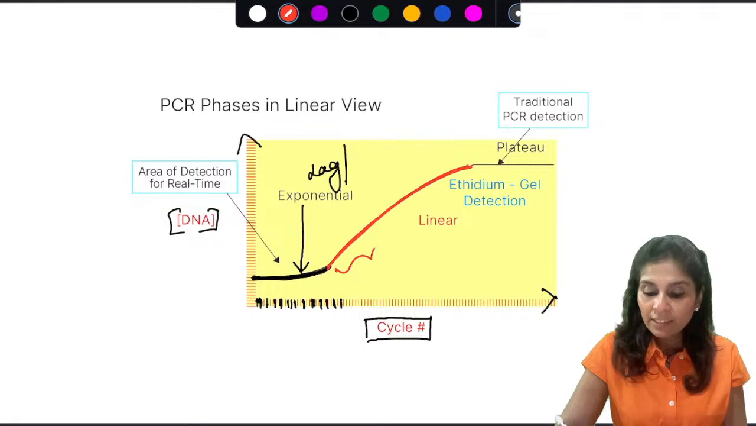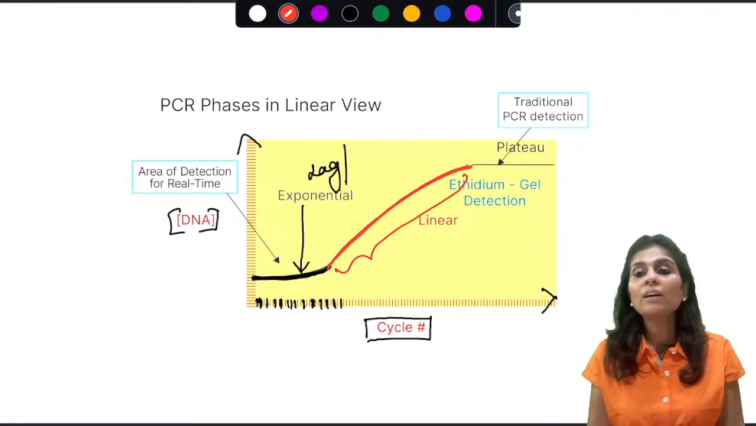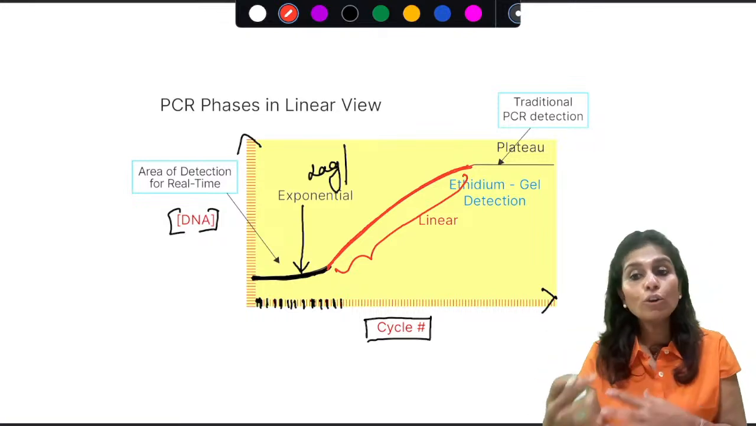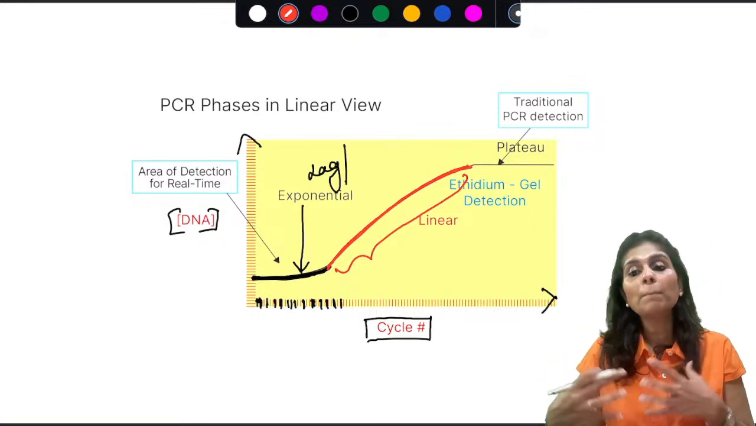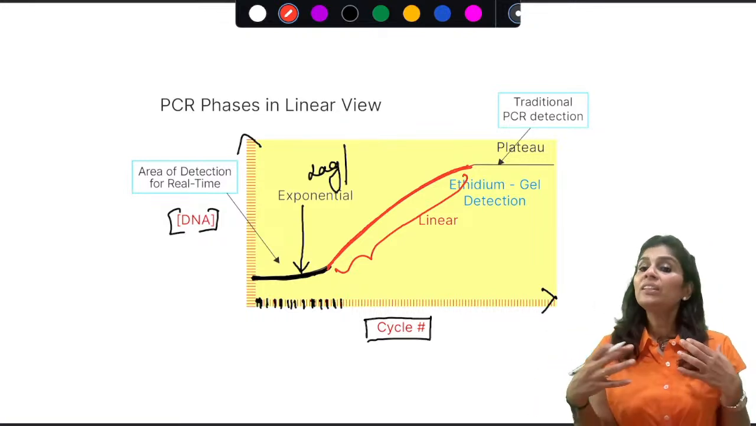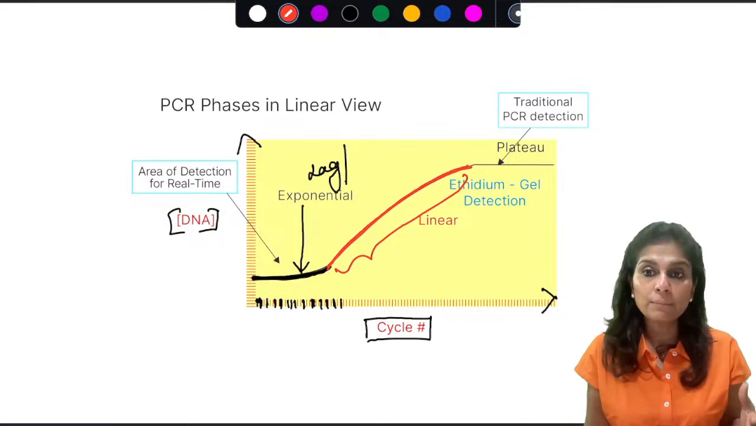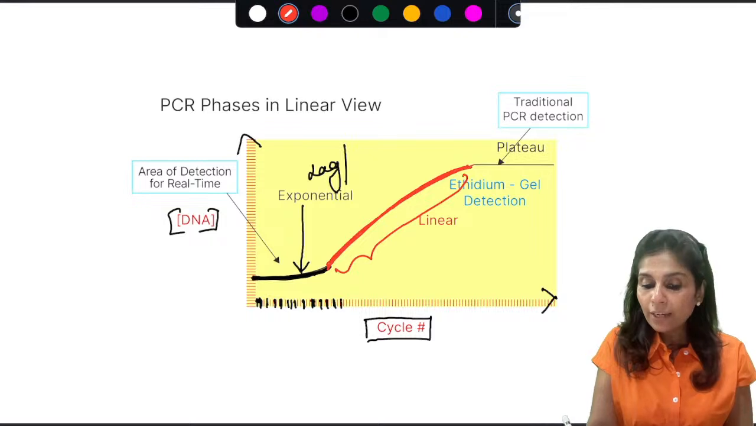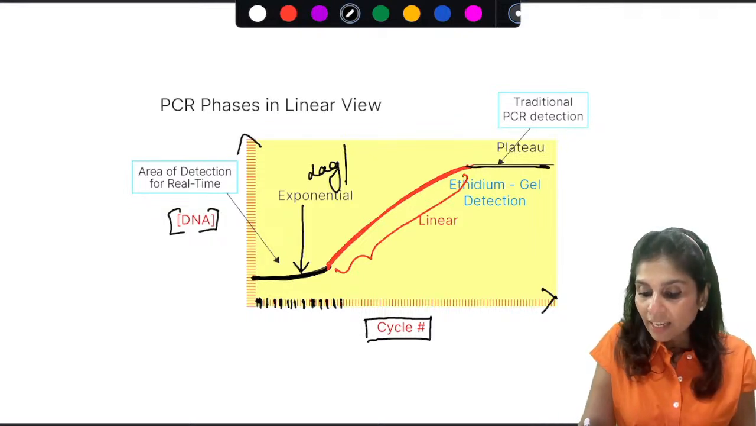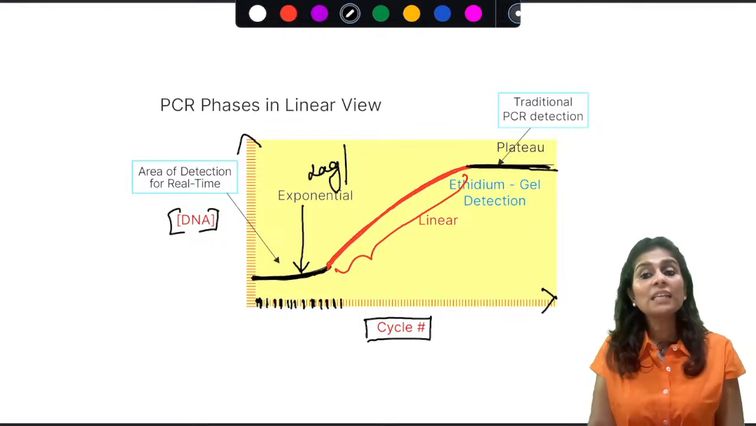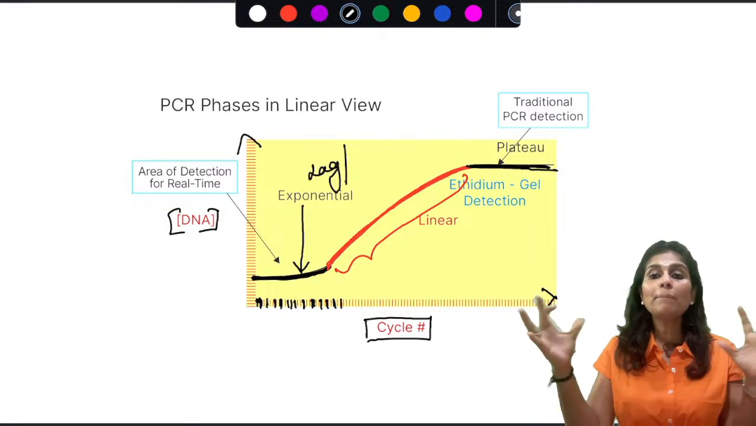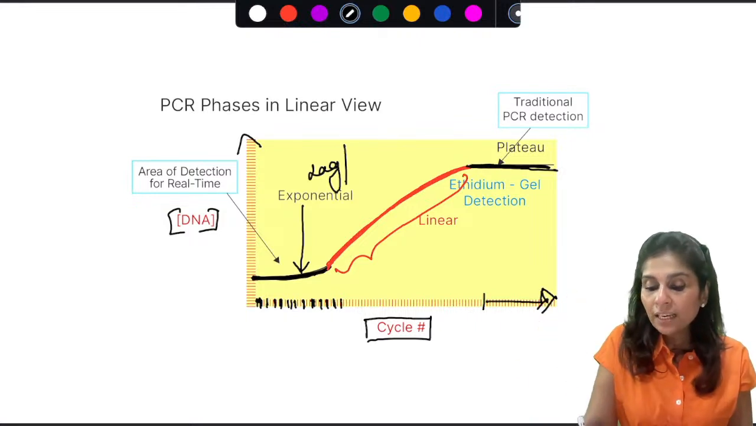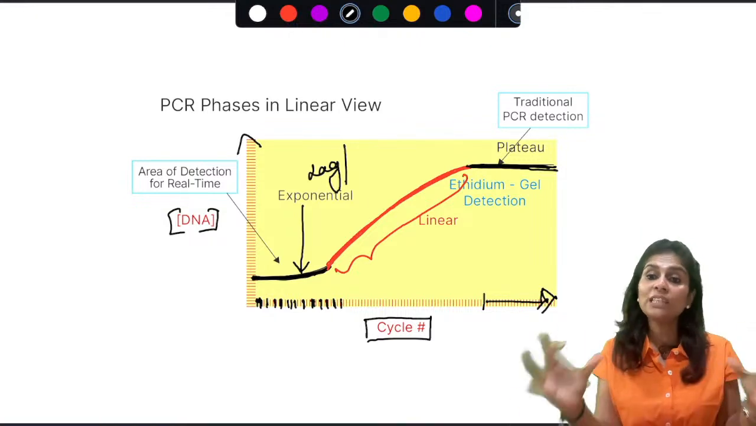Because in this phase, the number of template DNA available is optimal. The number of primers, the number of deoxynucleotide triphosphates, magnesium, manganese, everything that is necessary is optimally available. And that is why there is a rapid rise. And then why do you see a plateau finally? It finally reaches a plateau because at this point, all raw materials have been used up. So even when there is an increase in the number of cycles, the number of products refuses to increase.